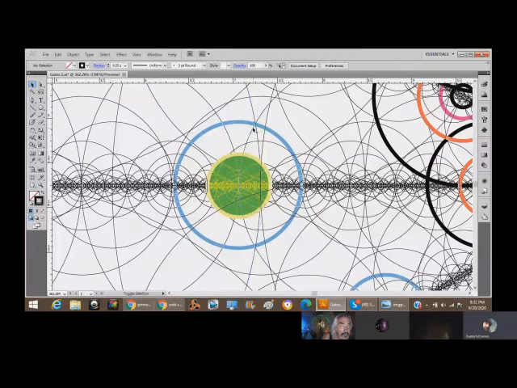Here it is, this lens, that lens right there, and this lens right here are golden mean lenses from this point to this point to this point, from tip to tip to tip to tip. That's what's called a golden slice.